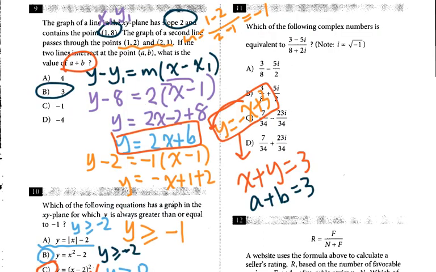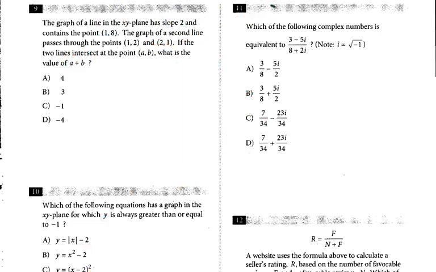For number 11, this is about complex numbers. When you simplify a complex number, you have to use this formula: a plus bi times a minus bi equals a squared plus b squared. So that's a plus bi and a minus bi. We call these two conjugates of each other.